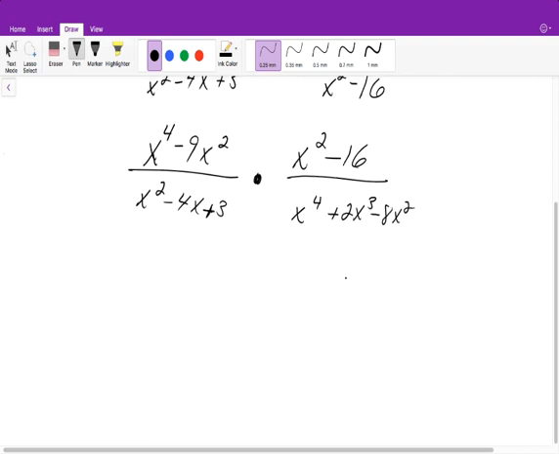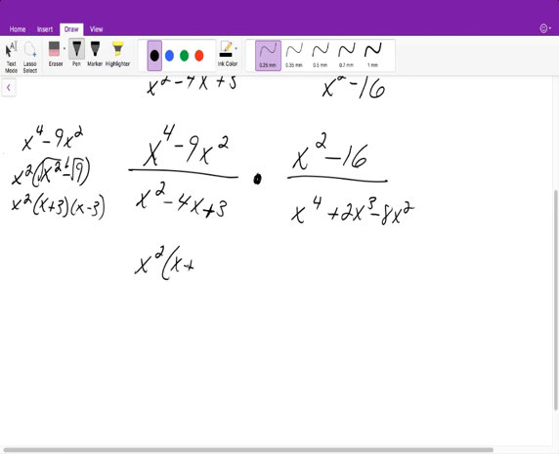All right, so now we're going to factor out each one of these. So x to the 4th minus 9x squared. Well, they both have an x squared in it, so I can factor out the x squared. Now I'm left with x squared minus 9. But this can keep going because we have 2 terms. They both can take the square root, and it's a difference. So this factors out to x squared times x plus 3 times x minus 3.